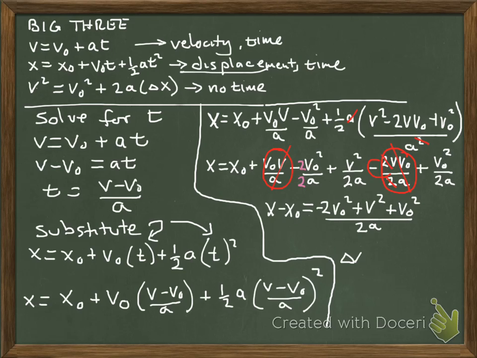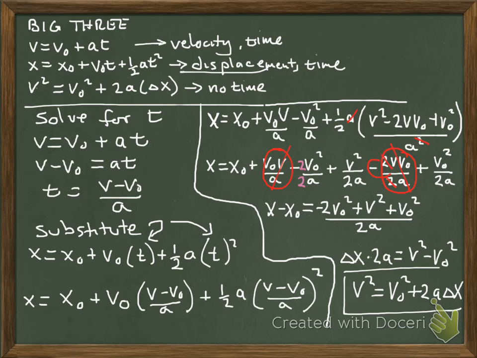That's negative 2vo squared, the first term. So if I have vo squared minus 2vo squared, that's actually negative vo squared. So we're going to combine those two, and it's going to look like this. Delta x, multiply both sides by 2a, equals v squared minus vo squared. Okay. So solving for v squared, which is what we're looking for, v squared equals vo squared plus 2a delta x. And that's the final equation.